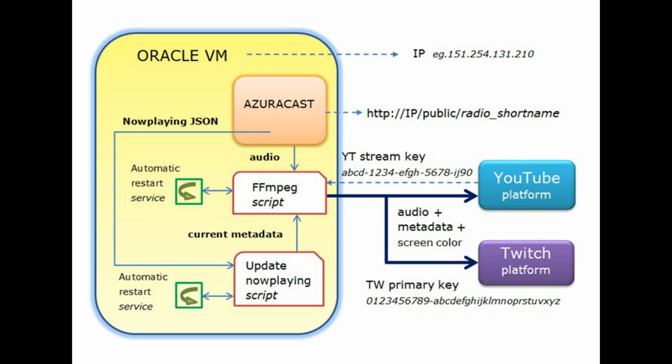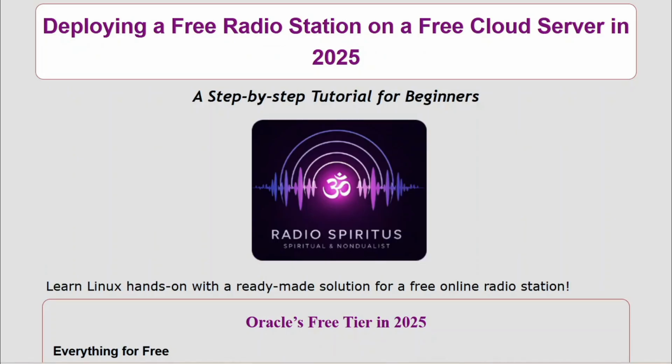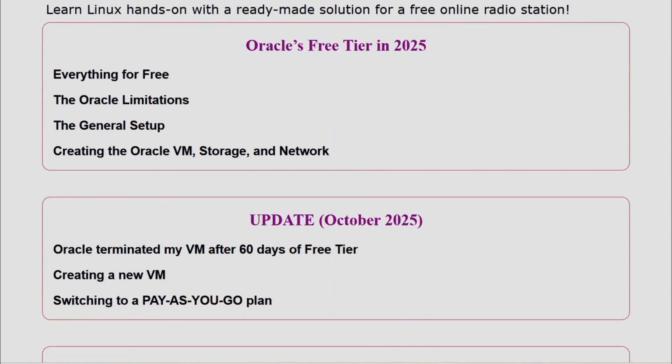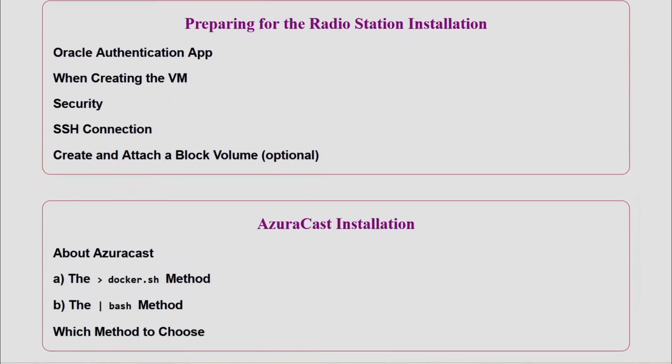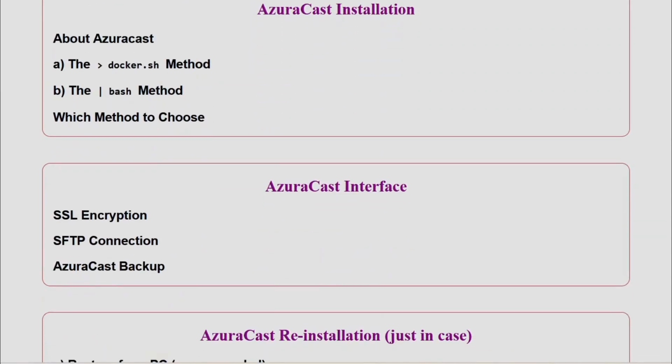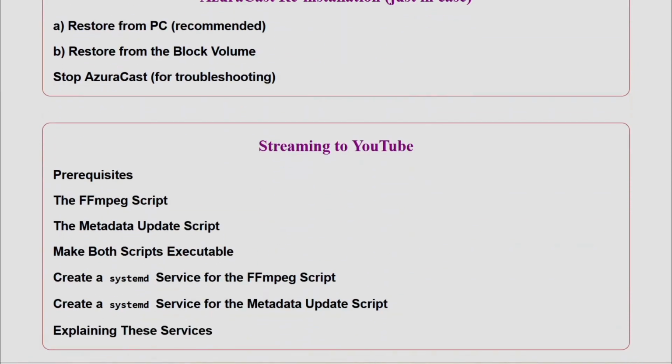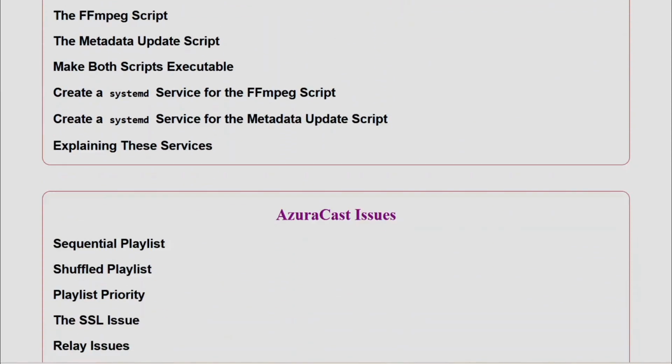So, the same radio program is sent now to both streaming platforms with just a little modification in the FFmpeg script. You can read the full tutorial of this setup in the video description below. It is totally free, plus you can learn Linux hands-on with a ready-made solution for a free online radio station.